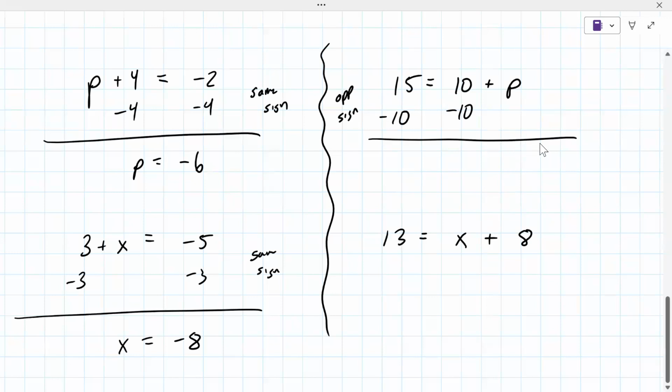So 15 take away 10 would be -5. Which number is further from zero, 15 or -10? 15, so the answer is positive 5. Yes, so you have to say P equals 5. All right, why don't you look over your work for this one and see if you can give me the correct answer.